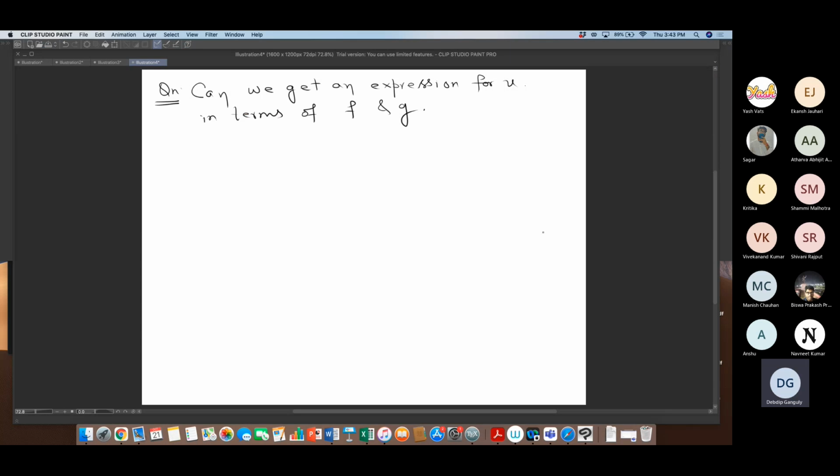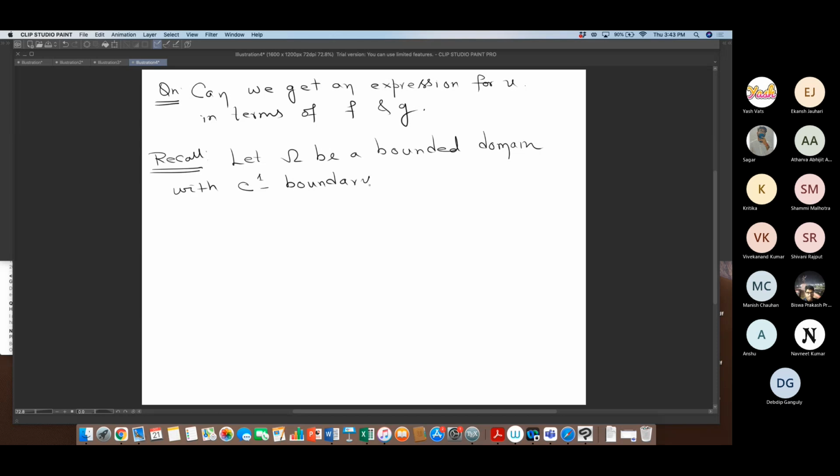Now, before doing that, we will see how we will do. But before doing that, recall, can you tell me what is this? Some formula. Okay. Let omega be a bounded domain with C1 boundary, and let u, v be continuous functions, C1 up to omega closure. Of course, this f and g are given to be continuous. That's okay. But recall this.